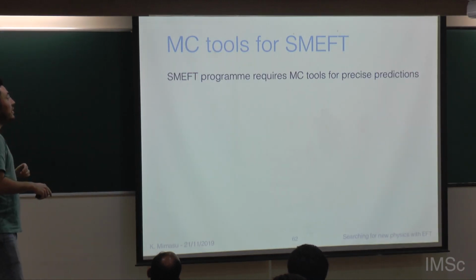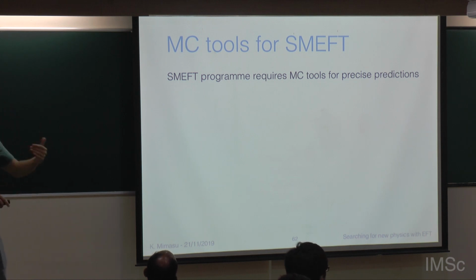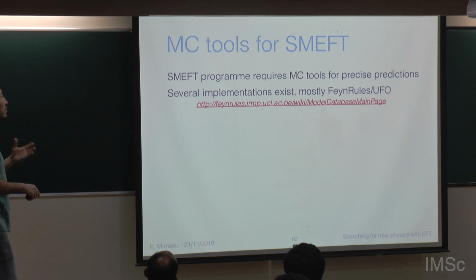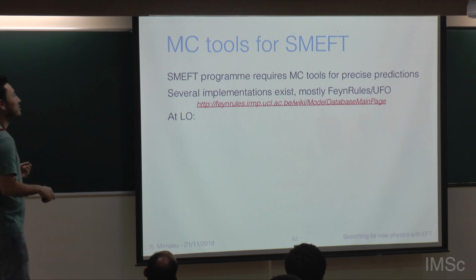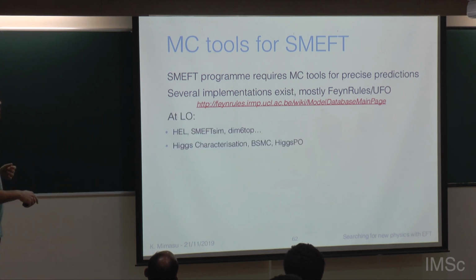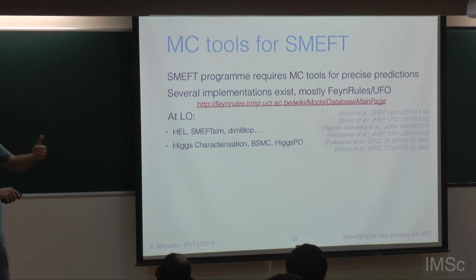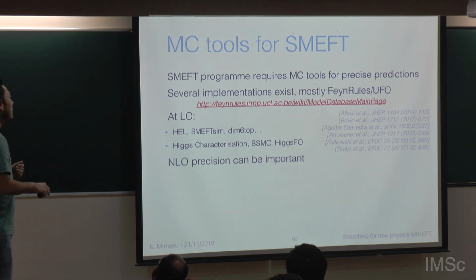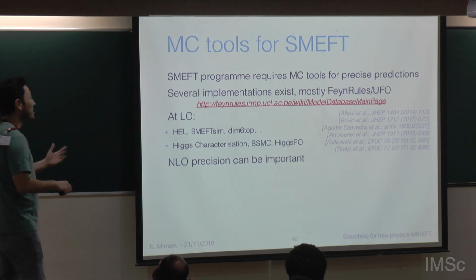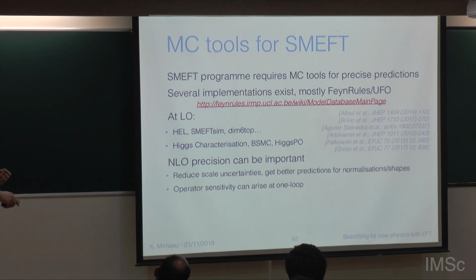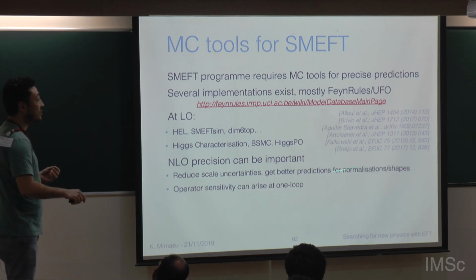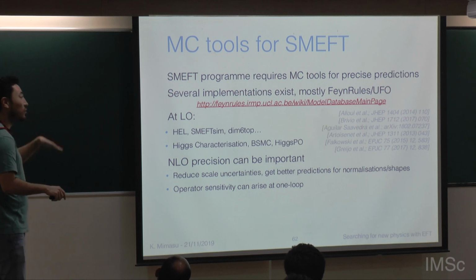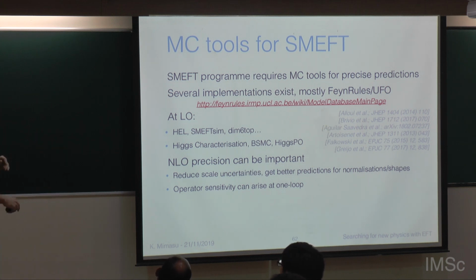So I mentioned that we need precise Monte Carlo tools as well in order to do this exercise, right? And so several tools exist. Here I just wanted to list what was available. At leading order, there are various parameterizations and various implementations. Most of them exploit this FeynRules UFO structure that you've learned about already. And in some cases, next-to-leading-order precision can also be important. You reduce your scale uncertainties and get better predictions for the normalizations and shapes of your SMEFT effects.